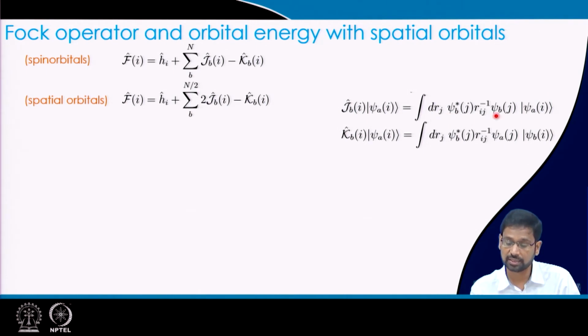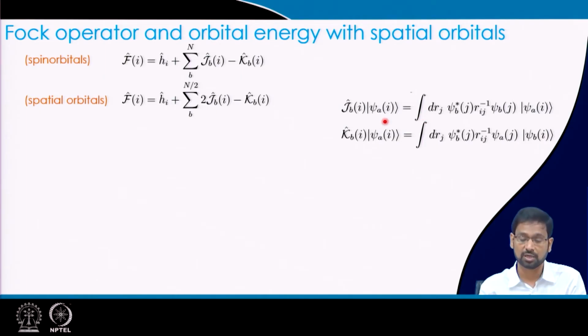Now, what you see here in the integral are some terms which depend on the j electron. So, psi_b star (j), psi_b(j), together they describe the probability distribution of electron j occupying spatial orbital b in this case, and I have this term 1 over r_ij. So, when I integrate this term out, the j coordinates are taken care of. Therefore, since the operator also depends on electron i, this term depends on the coordinates of electron i. So, this is an operator depending on electron i. Now, this is how the Coulomb operator is defined.